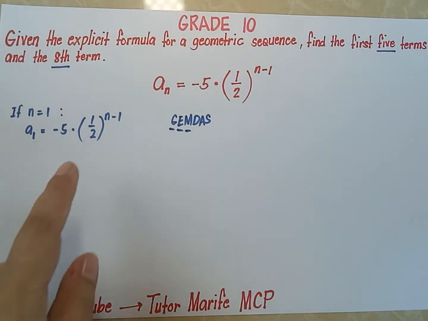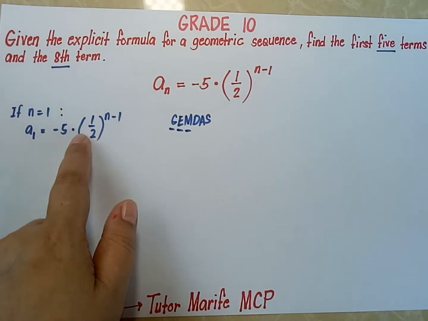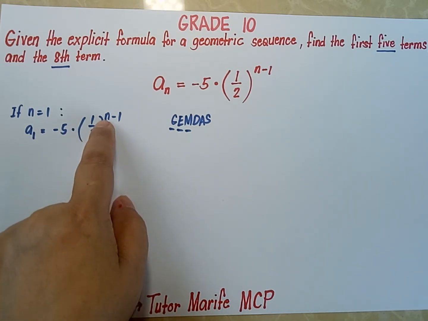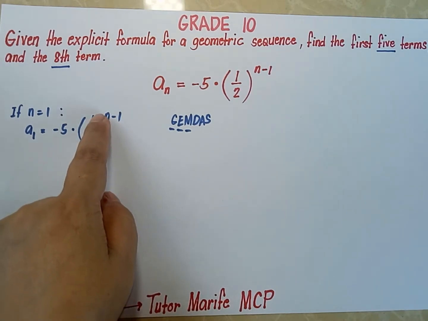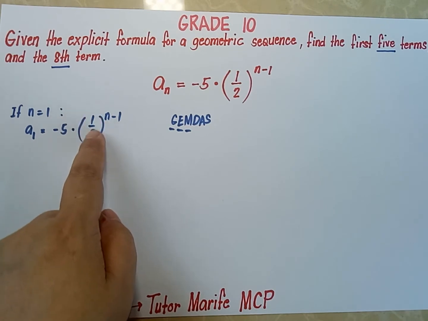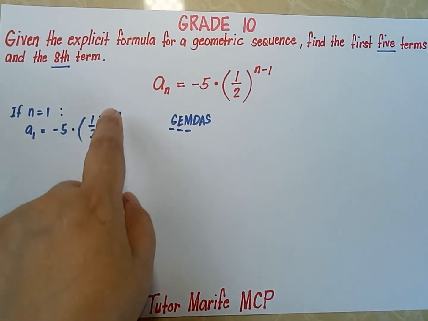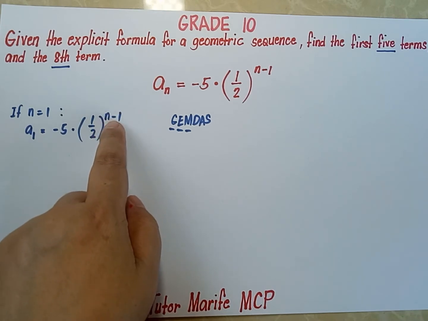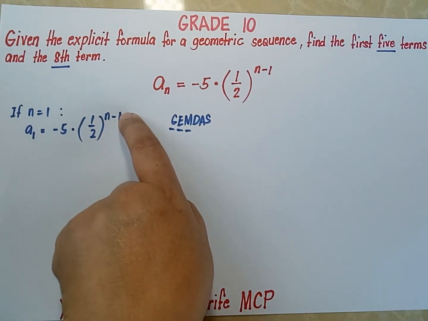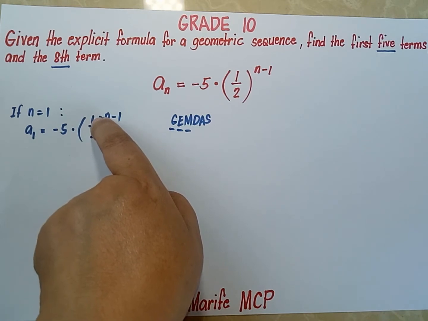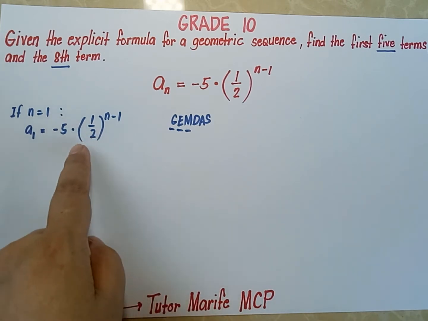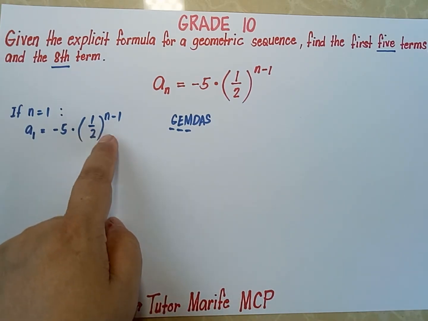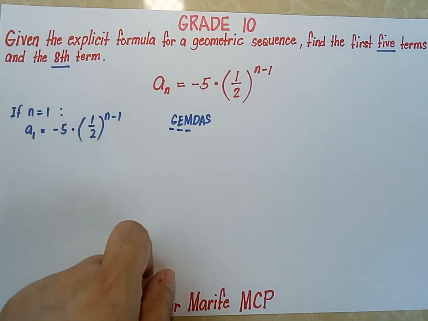Okay? So, etong grouping symbol na ito implies that the owner of this power or exponent is the whole fraction or the quotient of 1 and 2. So that means this exponent n minus 1 applies to the numerator 1 and to the denominator 2. So yun yung role ng G, grouping symbol na parenthesis.